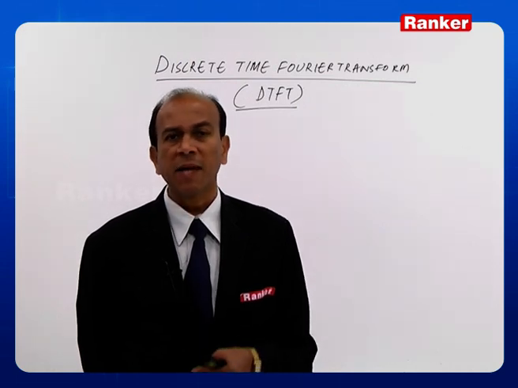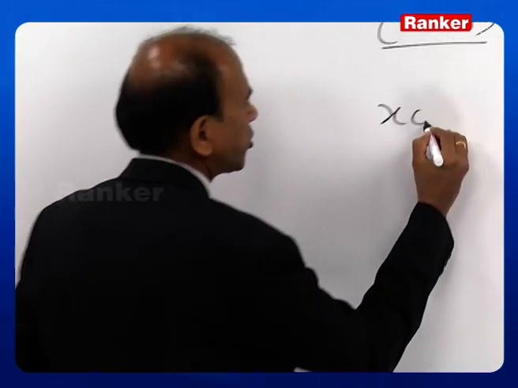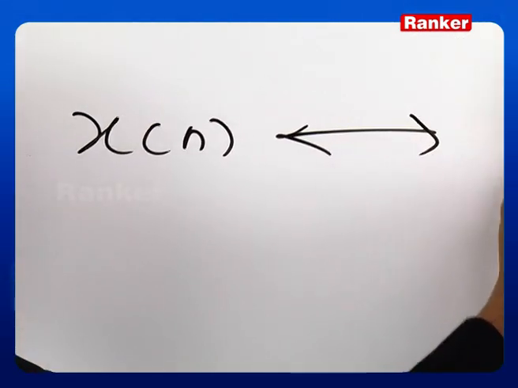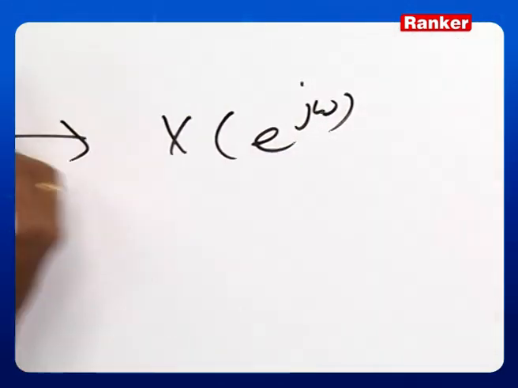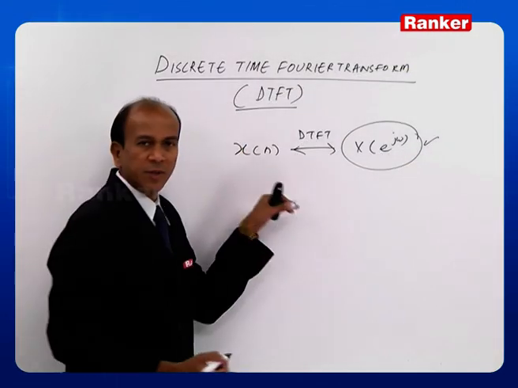This is called Parseval's theorem. Let us see this Parseval's theorem. So, let us say x of n has the DTFT X of e to the power of j omega. Okay, this is the DTFT, and this is known to us.